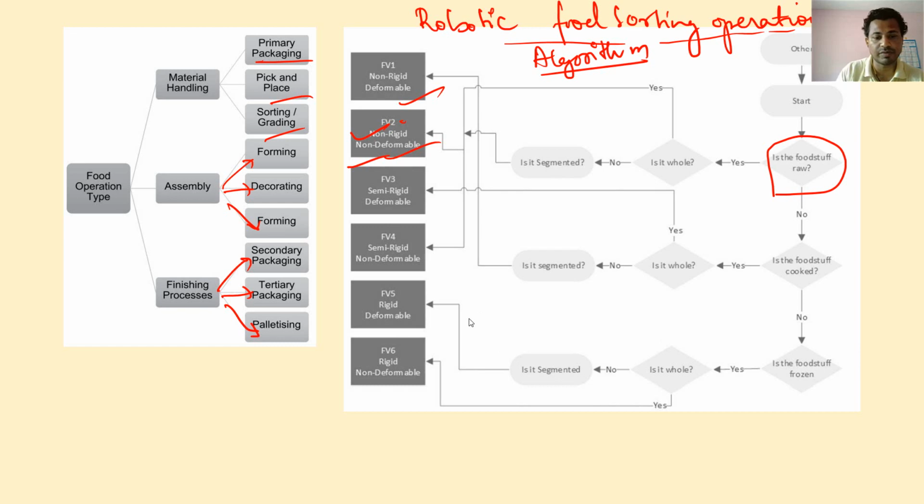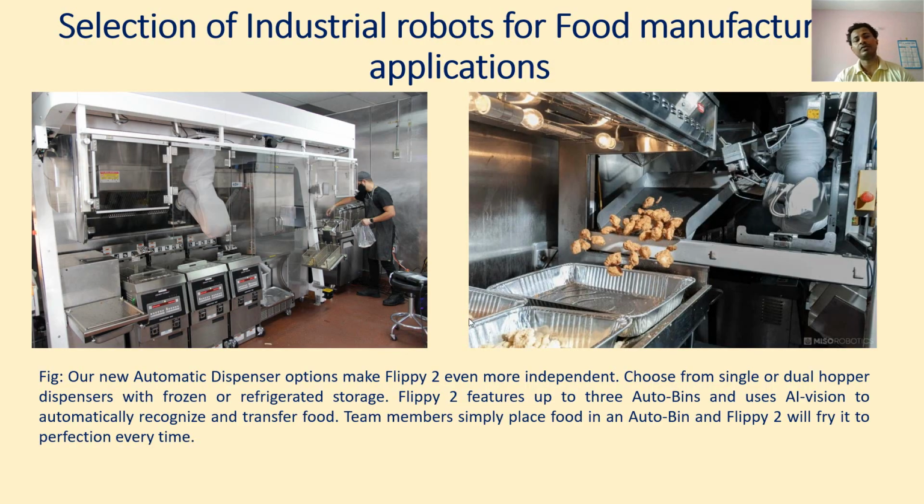Then it is rigid and deformable. Now we come to an important criteria which is being used, which is the selection of industrial robots for food manufacturing applications. Our new automatic dispenser solution makes Flippy 2 even more independent. We choose from single or dual hopper dispensers with frozen or refrigerated storage.